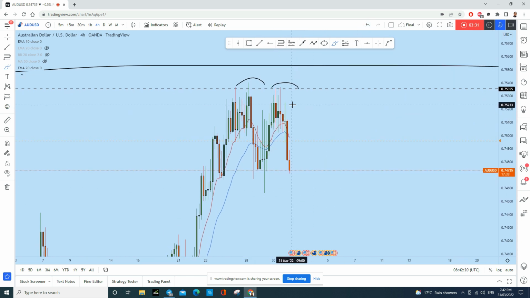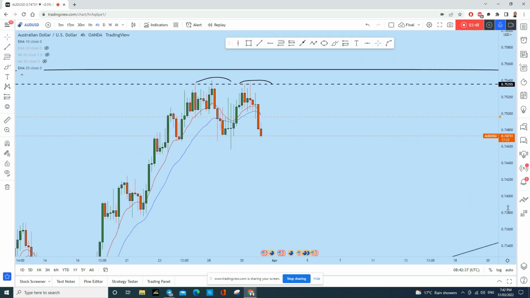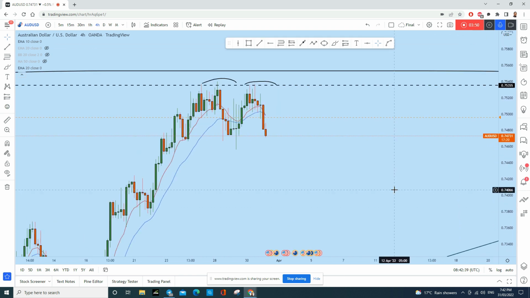So we see that in the previous 2 4-hour candles, there is a doji that has been formed. After this doji, as usual, we saw a strong breakout towards the downside. Now at this point, what I'm doing is trying to find an entry point for going short or selling this market. Then how can we enter a trade?